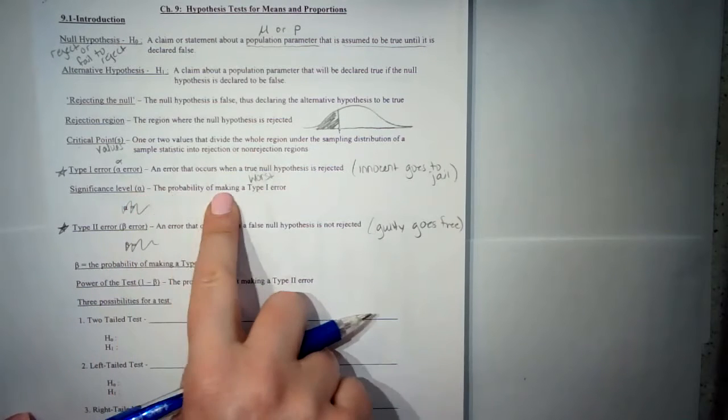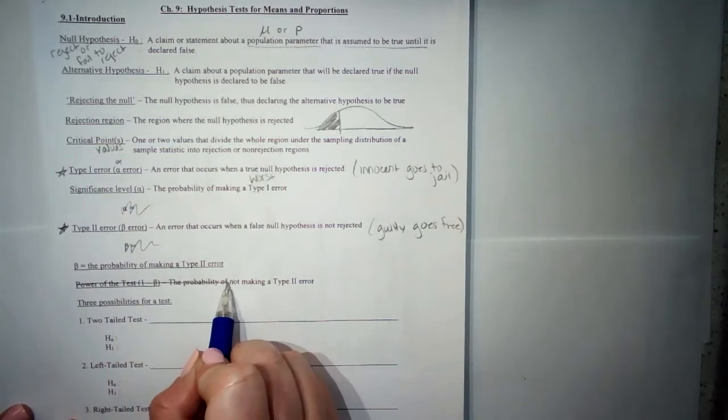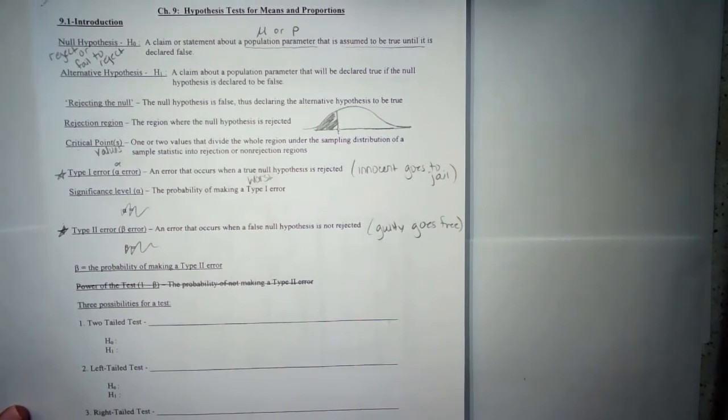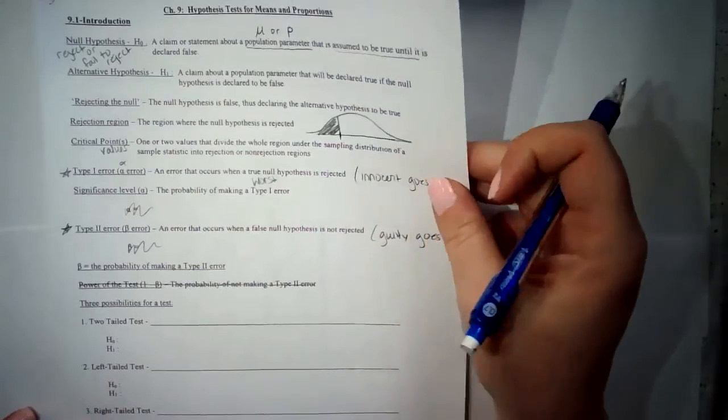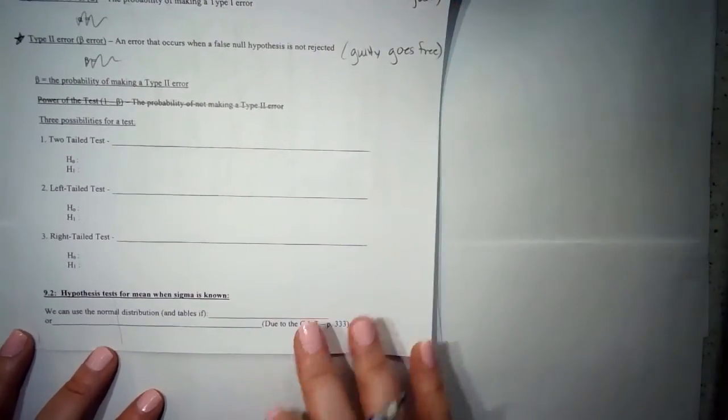Remember, alpha is the probability of making the type 1 error. And then we don't need to worry about the power of the test. We don't teach that anymore. That's left over from an old book. So I apologize. Okay, so let's talk about possibilities for the test.